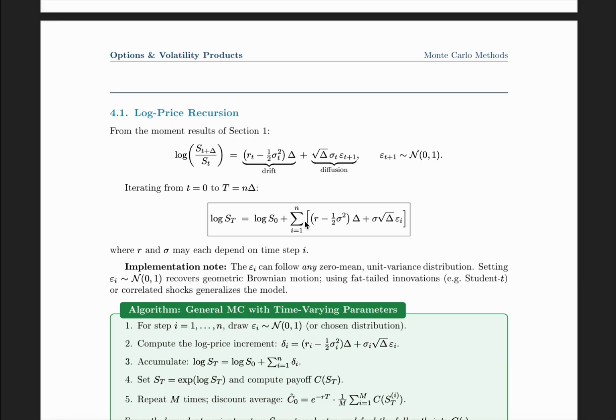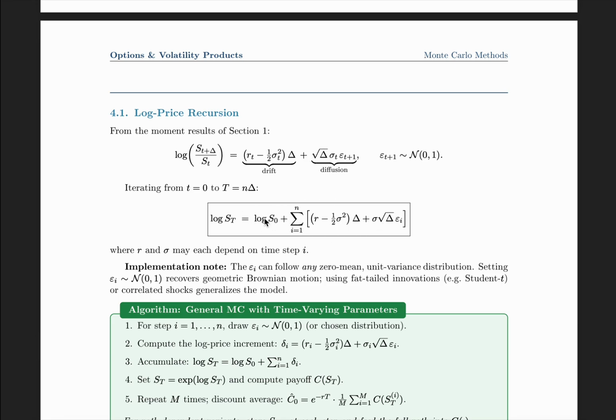For each path, we have n independent periods. And for each period, all we have to do is take a random draw for epsilon. And since we know the sigma and we know the risk-free rate, we can determine how much to increment this by, right? So that's what we increment by per period. Now add that across all n periods, and finally add it to log of S naught, the initial stock price.